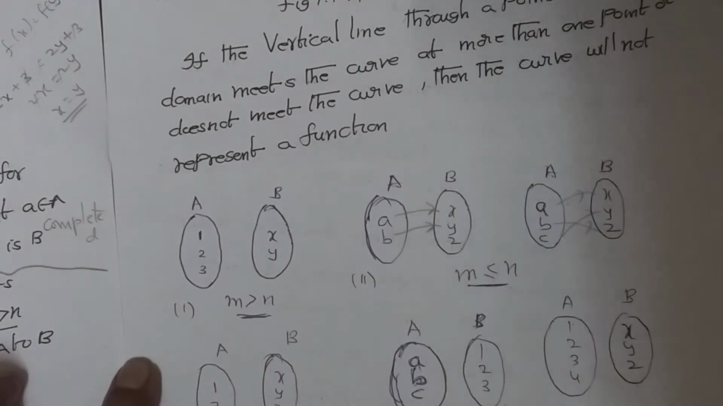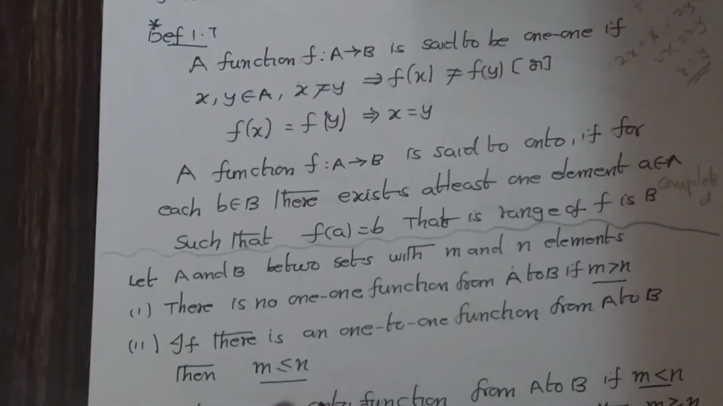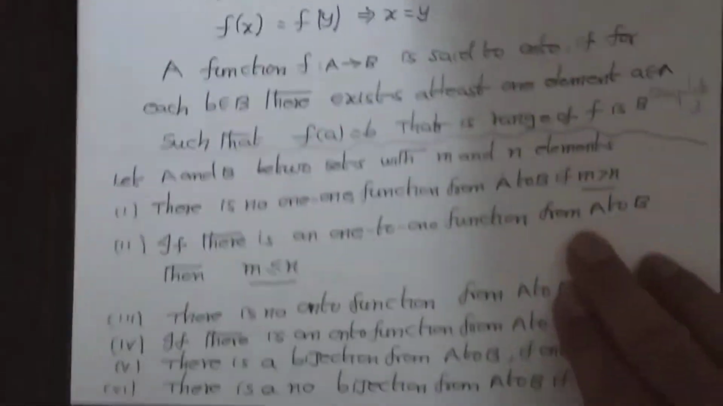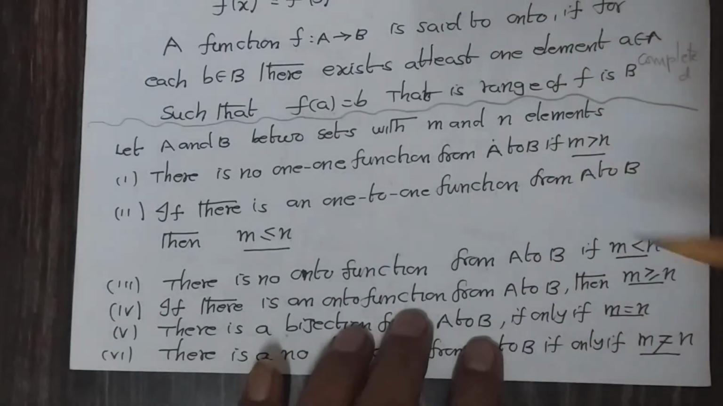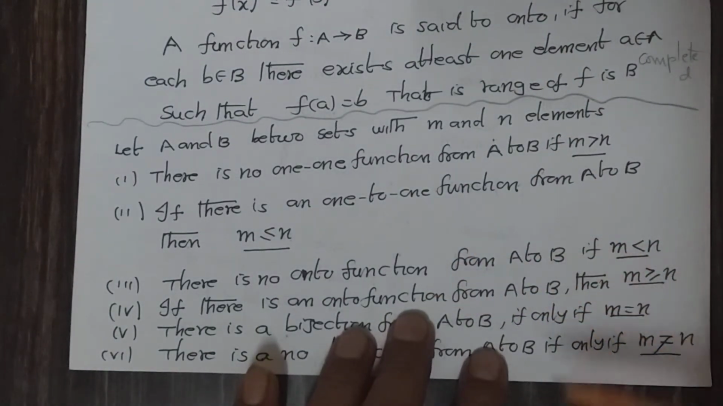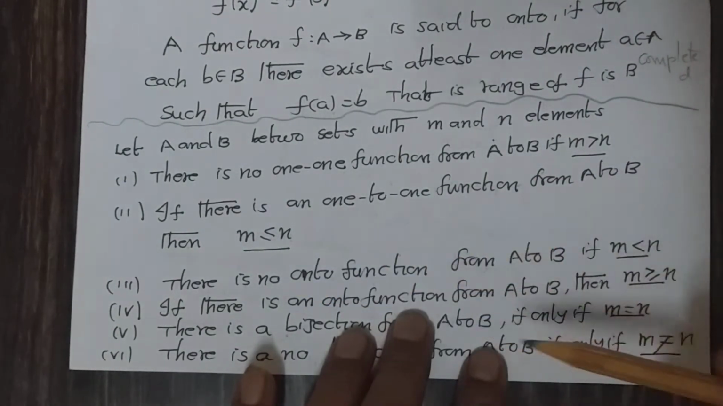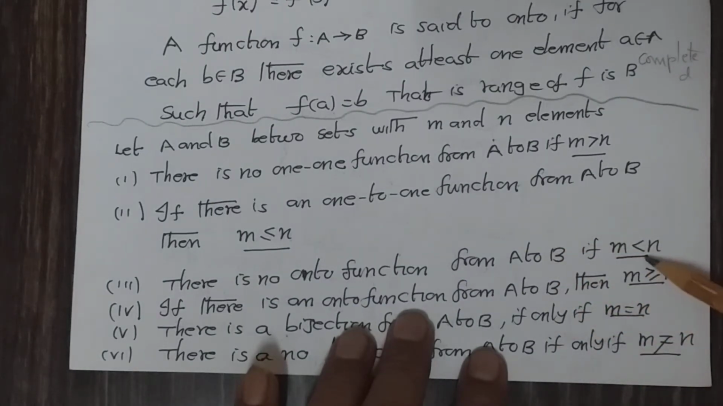Okay, students? Okay. Third one. Now we'll see the third one now. Third point. Very important point, but easy point. Sorry, there is no onto function from A to B if M is less than N. So what's the meaning of this one? If the number of elements in A set is less than the number of elements in B set, you cannot frame an onto function from A to B.